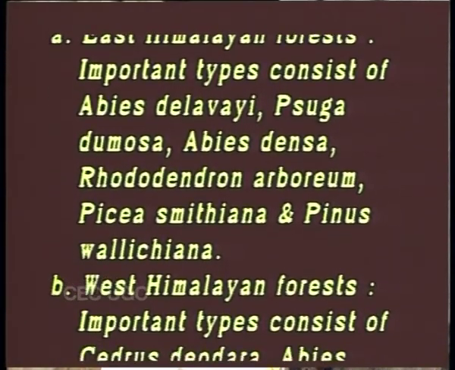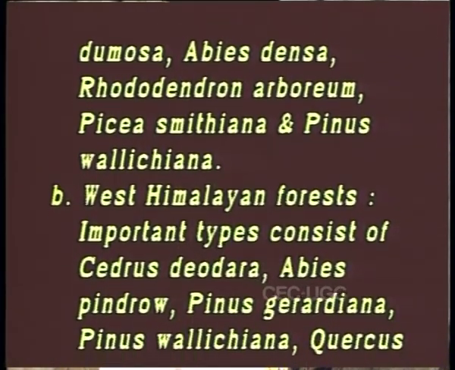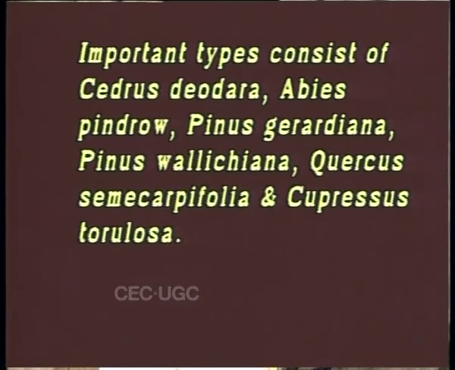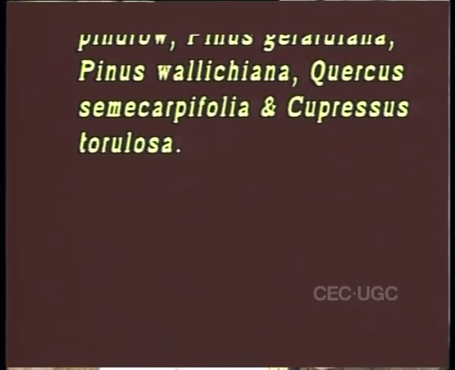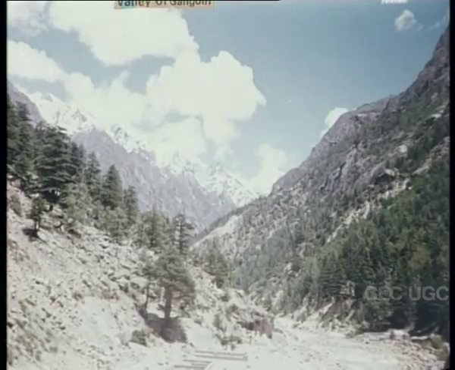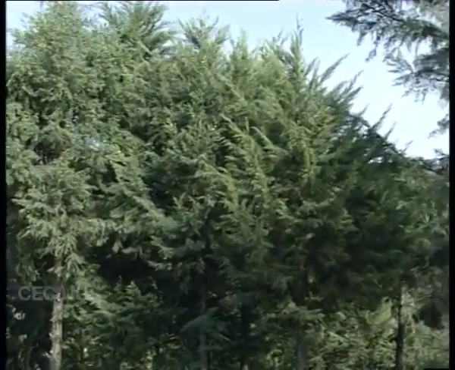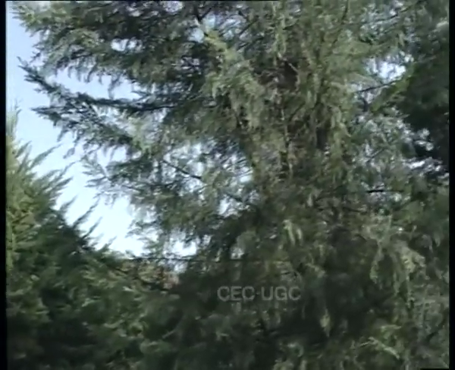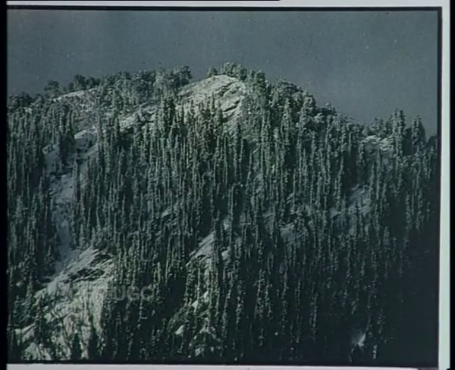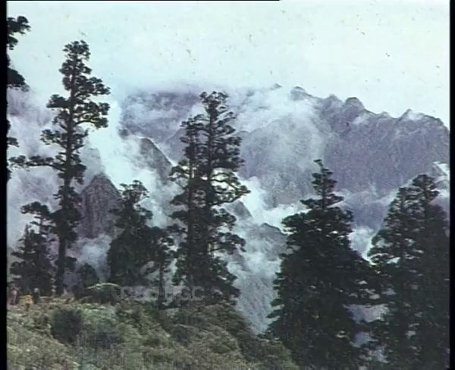West Himalayan forests. Important types consist of Cedrus deodara, Abies spindrow, Pinus gerardiana, Pinus wallichiana, Quercus semecarpifolia, and Cupressus torulosa. These forests occur as pure or mixed formations. Pure formations also consist of other needle-leaf, evergreen, and sclerophyllous species with summer leaf fall and winter deciduous species. Mixed forests of this zone are most attractive in the Himalaya with a varying mixture of different conifer species.